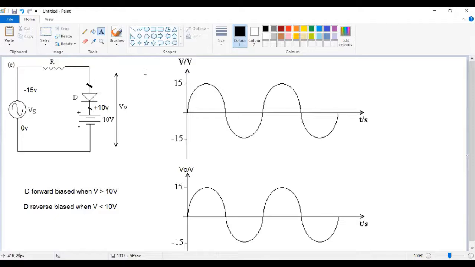Now, what we find is we've said that 10 volts is an important parameter, it's called a threshold. So above 10 volts, it is forward bias, and below 10 volts is reverse bias. It means you would need to draw a line on your input waveform, which is 10 volts. Because this is the boundary between the diode going from reverse bias to forward bias. So it's a very important threshold.